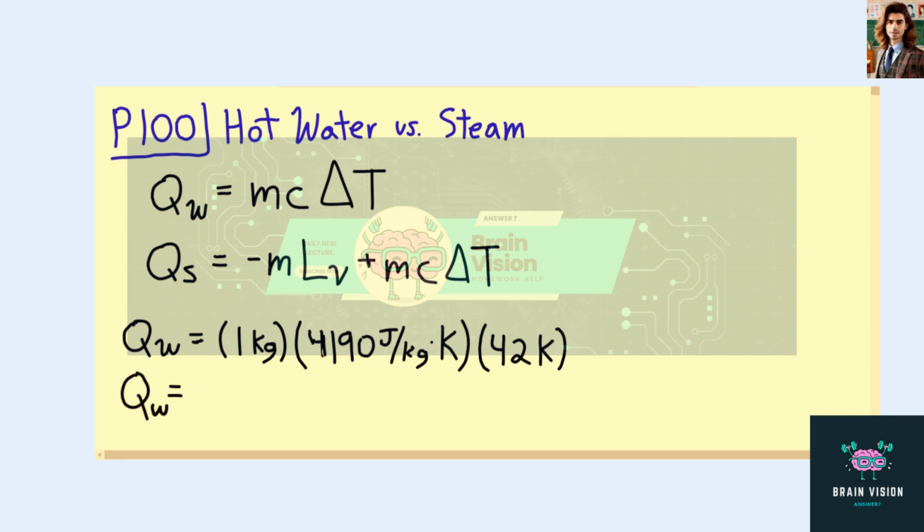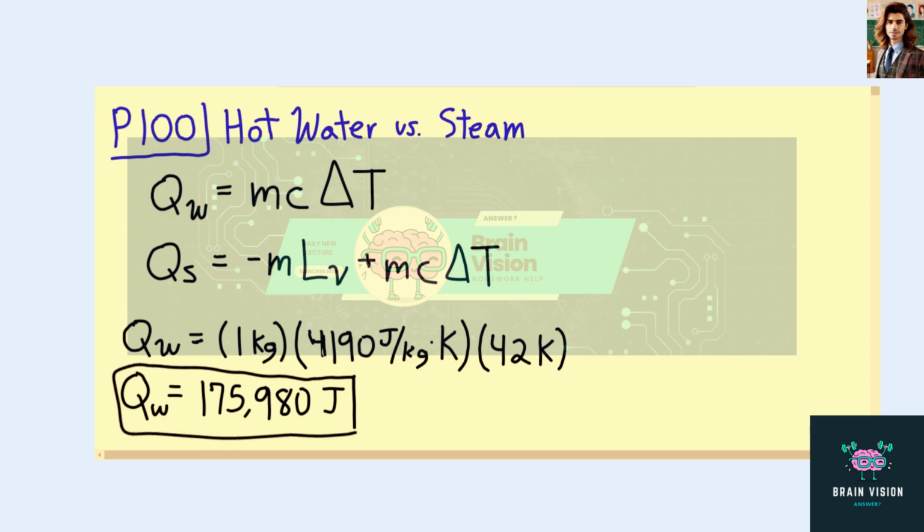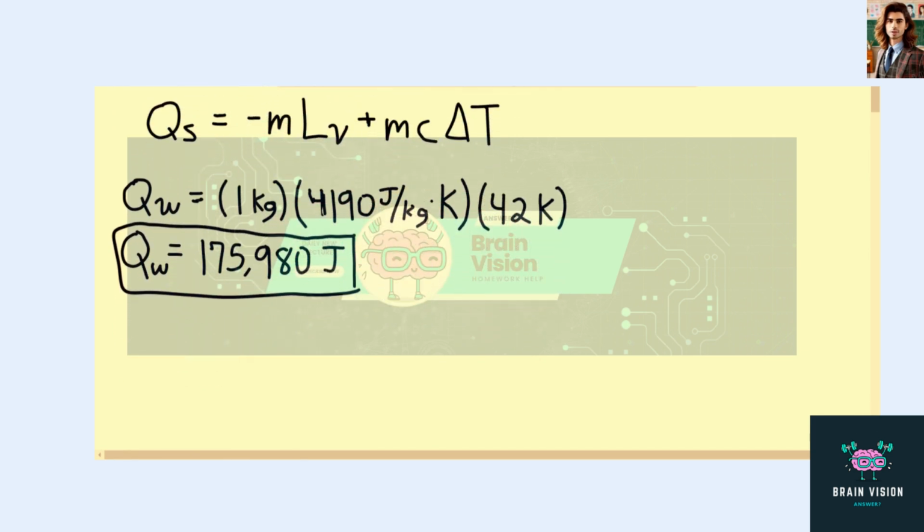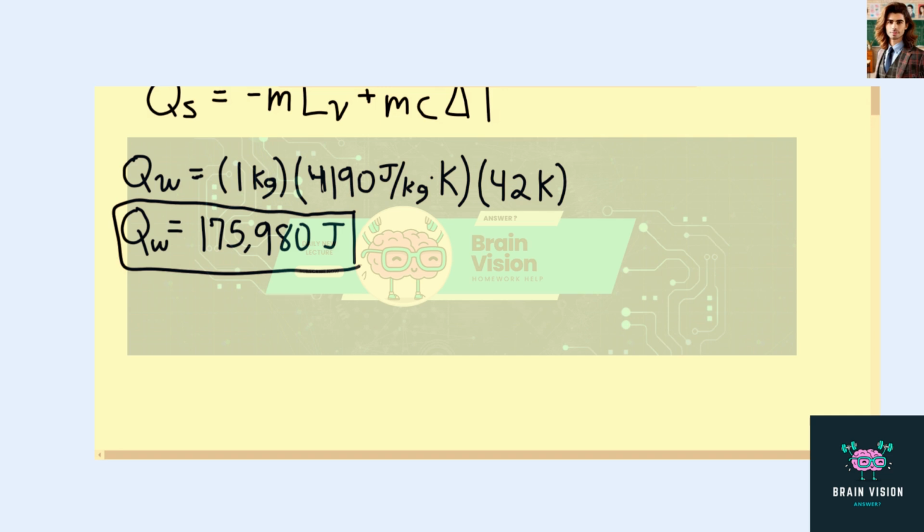Q sub W, multiply it all out, and we get 175,980 joules. So that hot water system is supplying that many joules of heat to your house if you have a kilogram of water. That's one part done. Now we're going to use the fact that we know how much heat the hot water heater supplies, and solve for the kilograms required in the steam system to supply that same amount of heat.